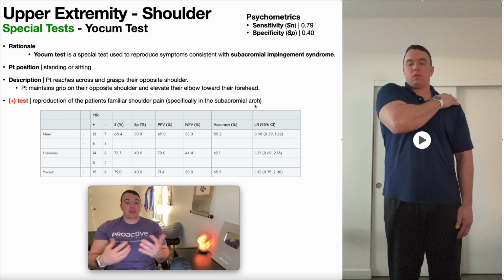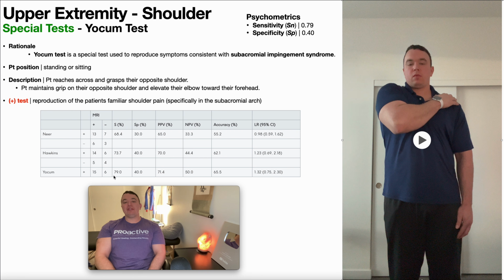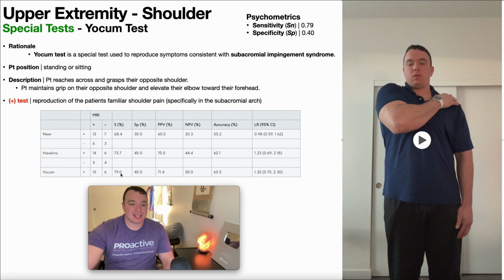Now, there's some other impingement tests that we know. There's Neer's impingement test, or Neer's sign, and there's the Hawkins-Kennedy test. What you should notice here is that the Yocum test actually has the highest sensitivity of all three of those impingement tests. So that means that if you're looking to quickly rule out impingement syndrome, Yocum's test is actually the best of these three tests to use, okay?